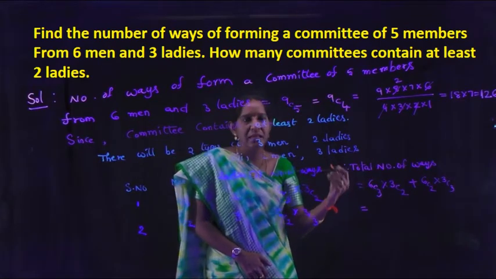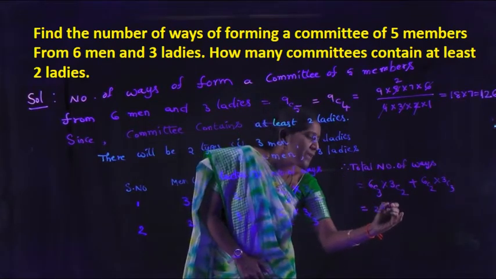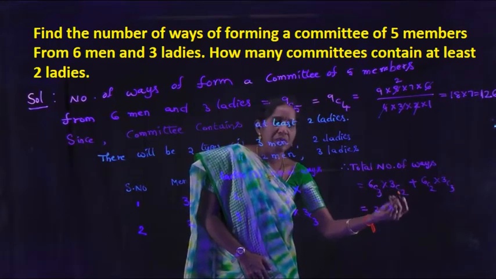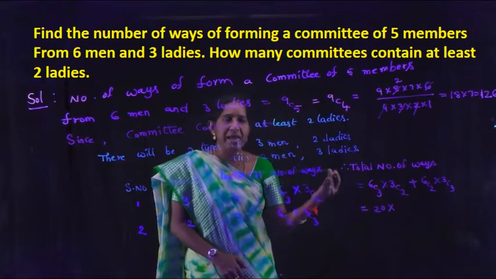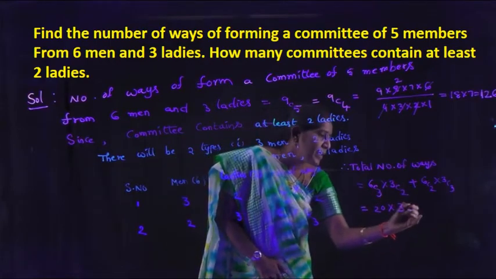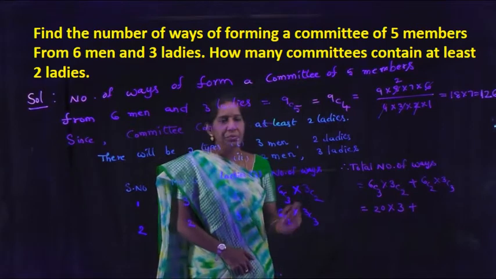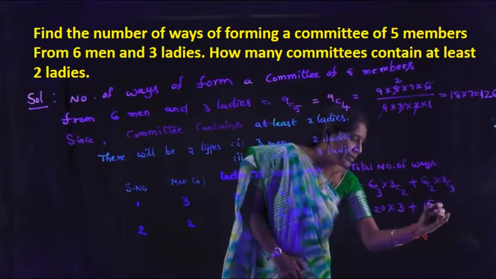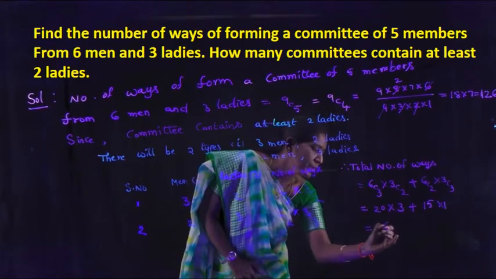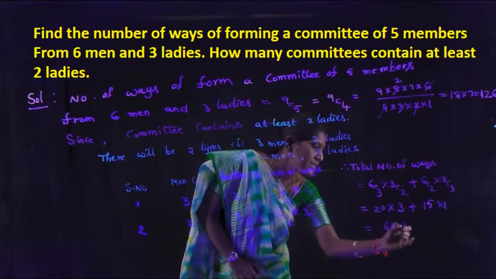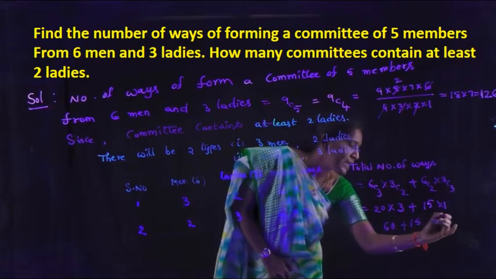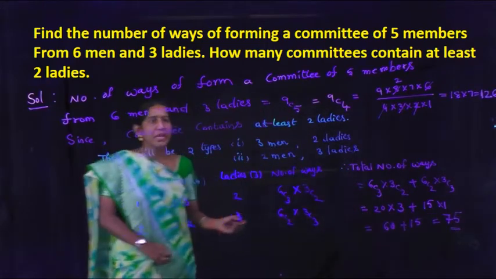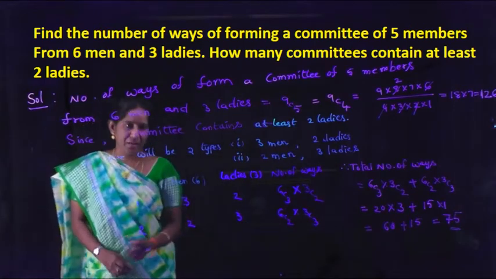Then these values: 6C3 is 6 into 5 into 4 by 3 into 2 into 1, that is 20. 3C2 we can directly write as 3. Plus 6C2, 6 into 5 by 2, that is 15, into 1. So it is equal to 20 into 3, 60, plus 15, then this is 75. Therefore, the total number of ways is equal to 75.